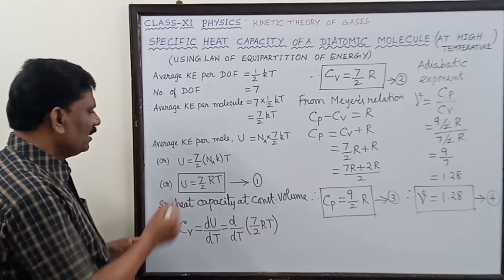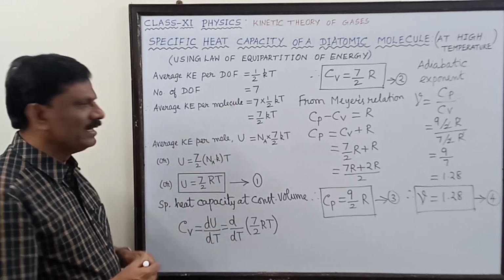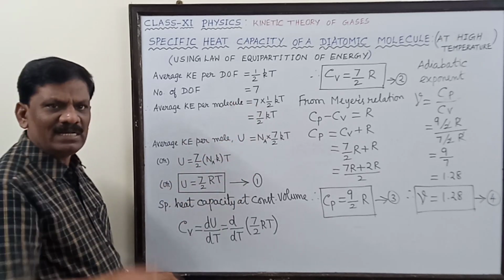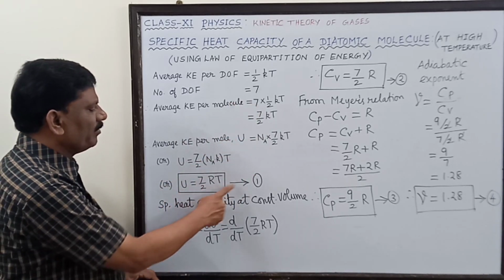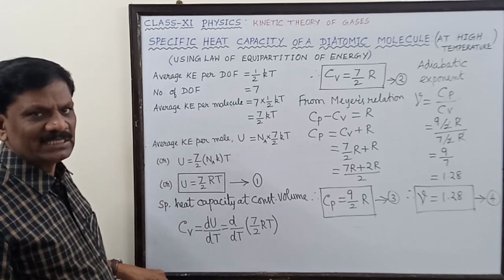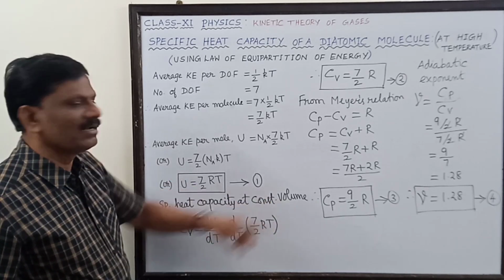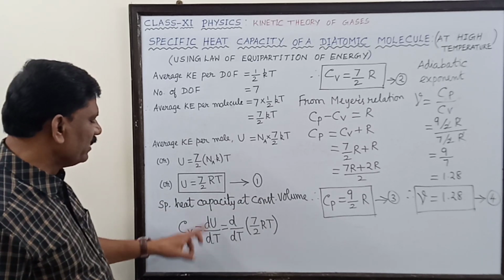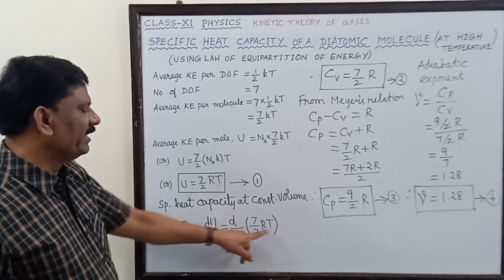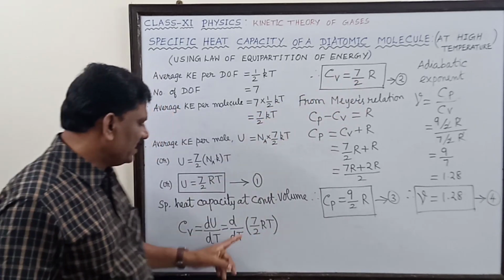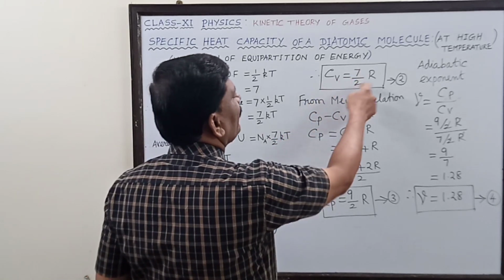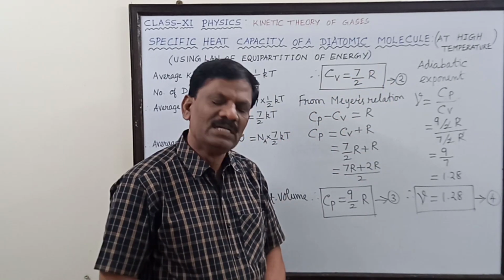As usual, we have to follow the same steps again and again. So if you prepare one derivation, in the same lines you can derive the other one. So epsilon is equal to 7 by 2 RT, the first equation. If you differentiate this epsilon with respect to temperature, that is the specific heat capacity at constant volume. So Cv is equal to dU by dT, d by dT of 7 by 2 RT. T is a variable, 7 by 2 R is a constant. d by dT of temperature T is equal to 1. Therefore Cv must be equal to 7 by 2 R. This is step number 2.